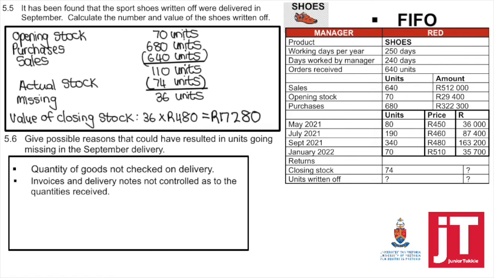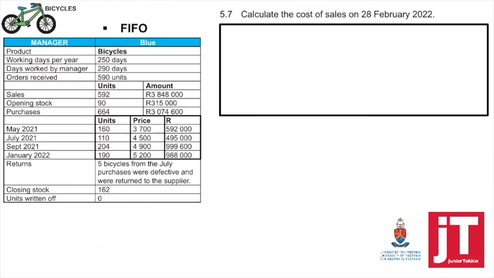Invoices and delivery notes not controlled as to the quantities received. The supplier delivered too few items and we never checked, so we never realized that there's anything missing. Stock was not securely locked away after delivery. So those are all options.